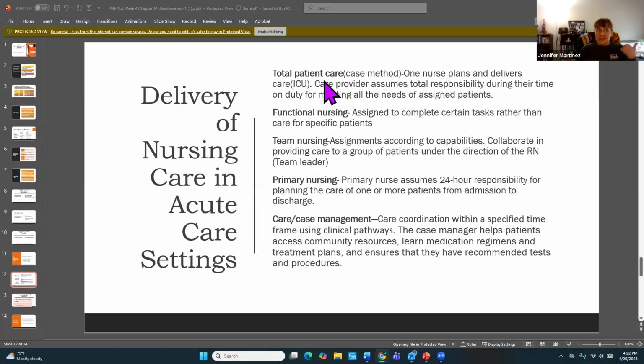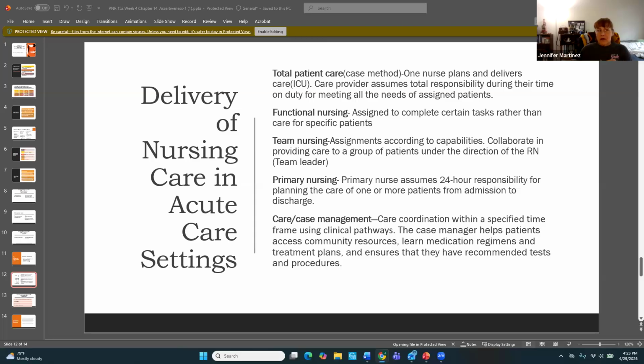There's also total patient care, where one nurse plans and delivers care, and we see this a lot in our ICUs. The nurse usually only has maybe two patients assigned to them and is responsible for all of the care for those patients, which includes their ADLs, their bathing, and things like that.